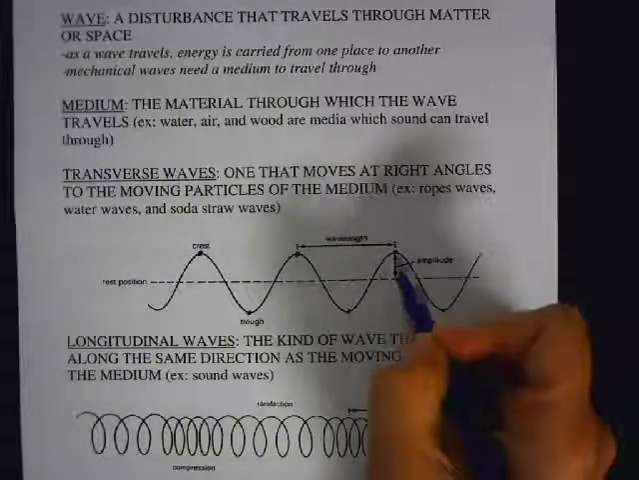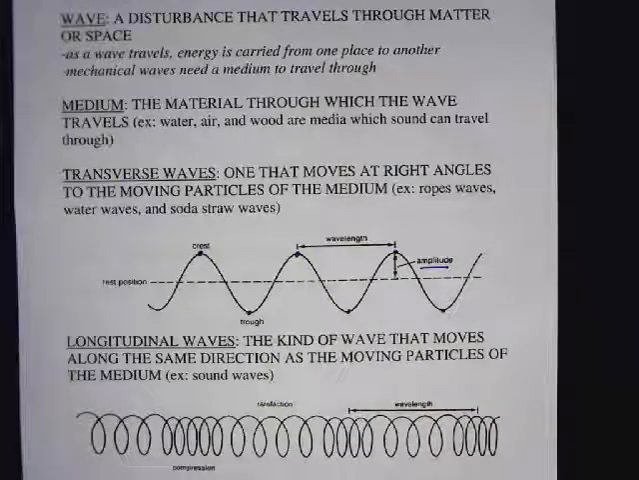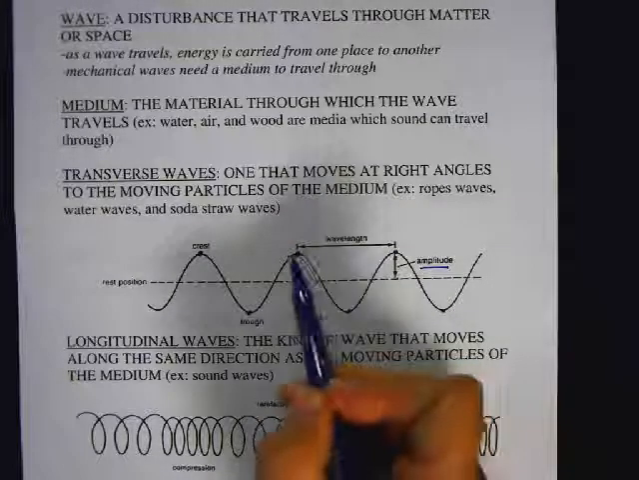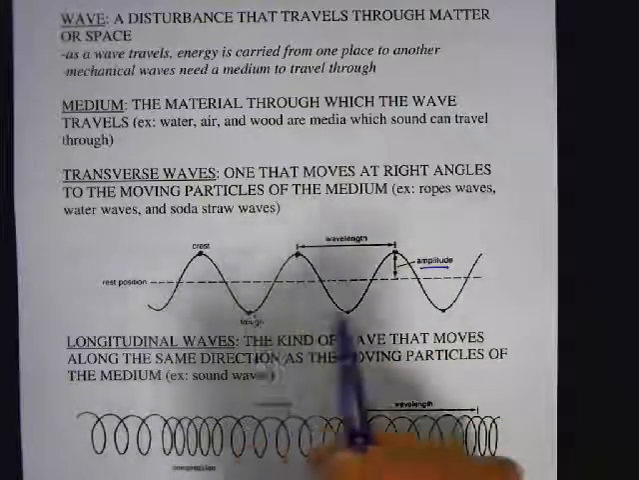Now we can measure different physical properties of the wave. We can measure how high it is from the rest position. That's called the amplitude. When we want to measure the wavelength of the wave, we measure from crest to crest or from trough to trough.